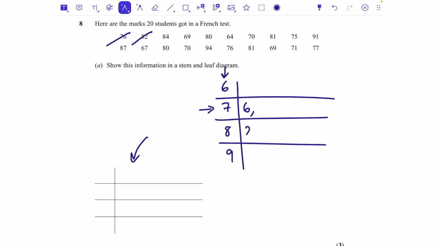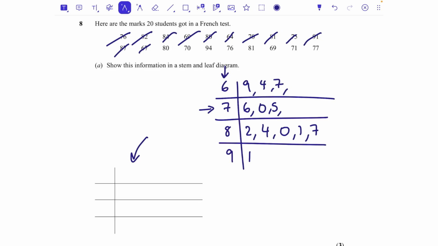And then 82 goes here, 84, 69, 80, 64, 70, 81, 75, 91, 87, I feel like a bingo caller, 67, 80, 70, 94, 76, 81, 69, 71 and 77. So that's all my data in, and now I just need to worry about putting each row in order.